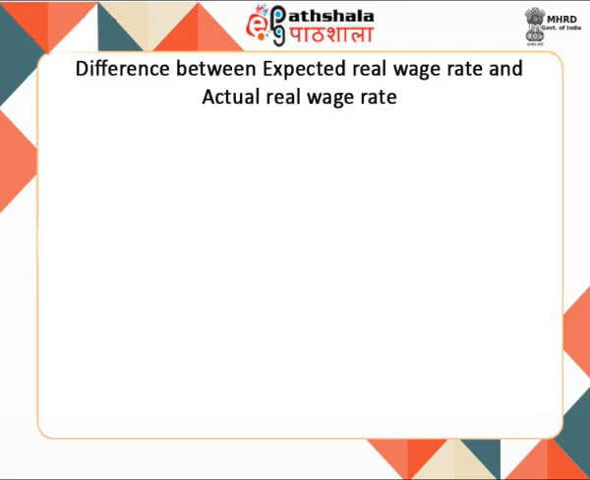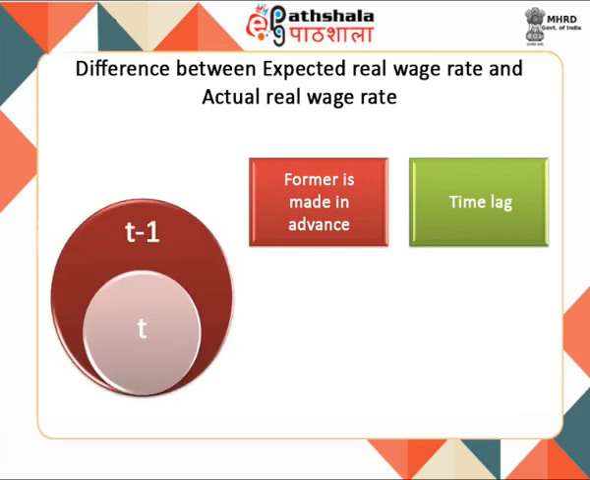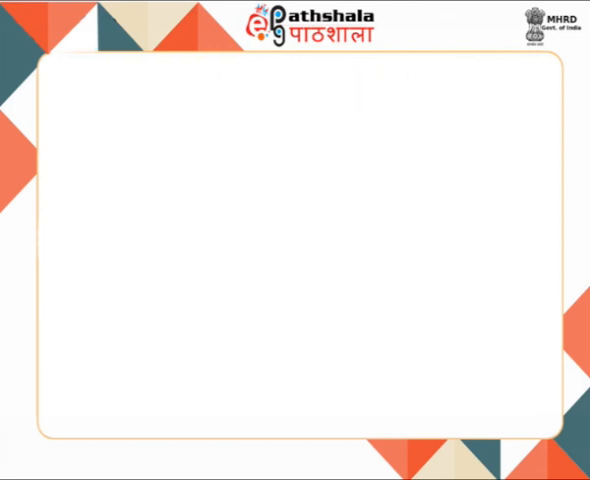The difference between expected real wage rate and actual real wage rate is that the former is made in advance and there is a time lag between the expected and the actual real wage rate. Hence, expected real wage rate for time period T is made in time period T-1. For this reason, T-1 is added as subscript in expected real wage rate.